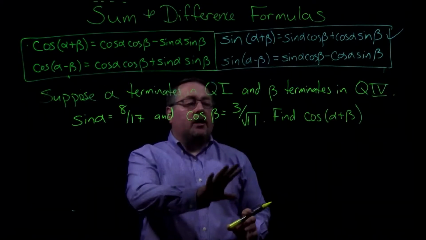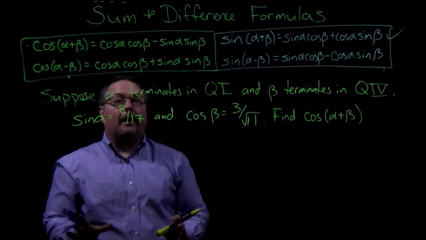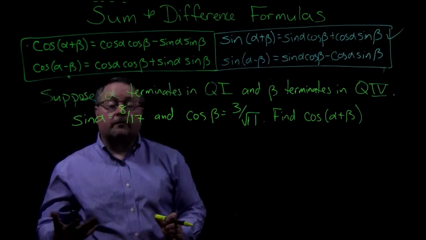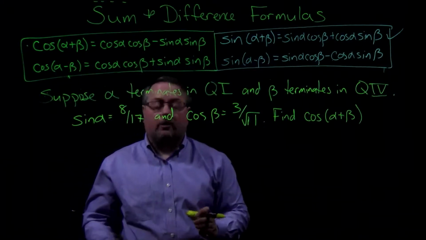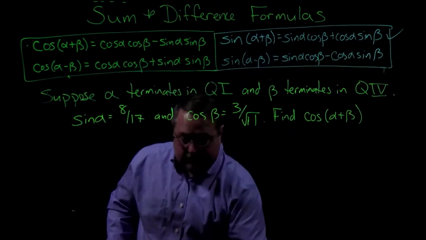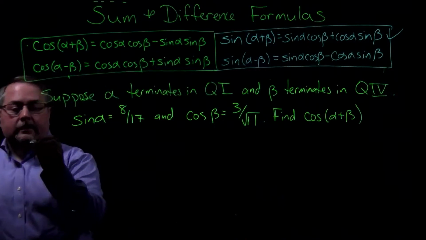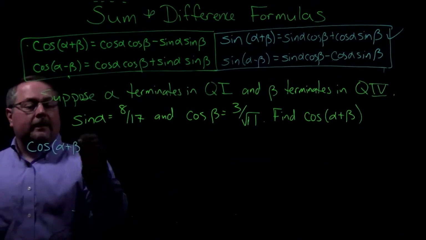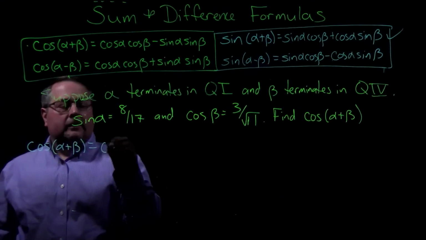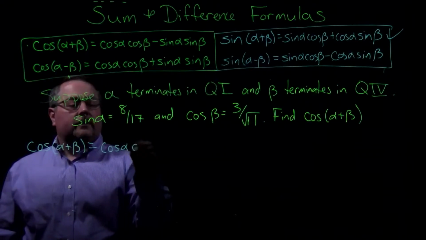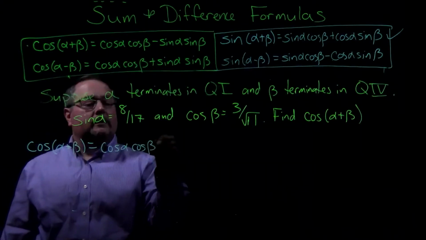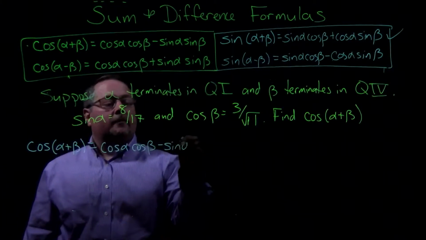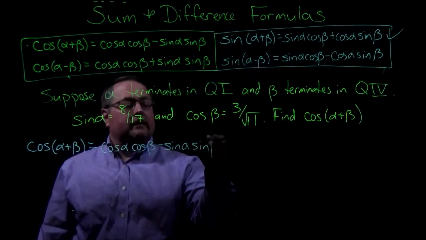Okay, so this is just a combination of using the formula and then finding the missing trig values by drawing right triangles in the appropriate quadrant. So we're going to use the fact that, just from our formula, the cosine of alpha plus beta is cosine alpha times cosine beta minus sine alpha times sine beta.